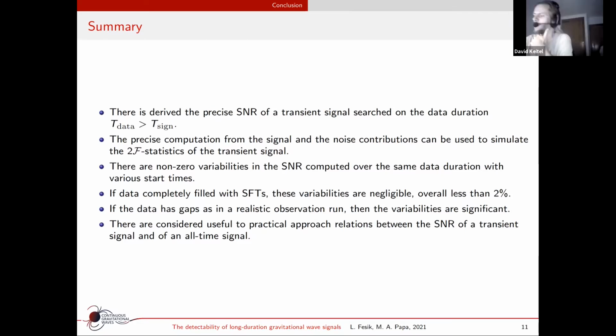Yeah, nice work. Thank you. I was wondering, does this always assume that the amplitude is constant, or do you have amplitude modulation of the signal in there as well?